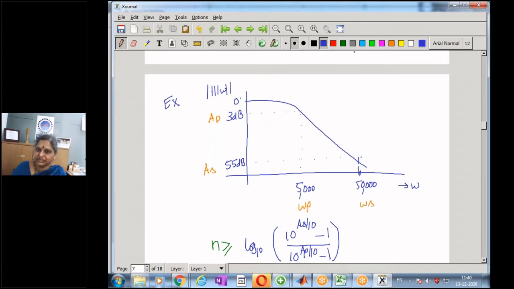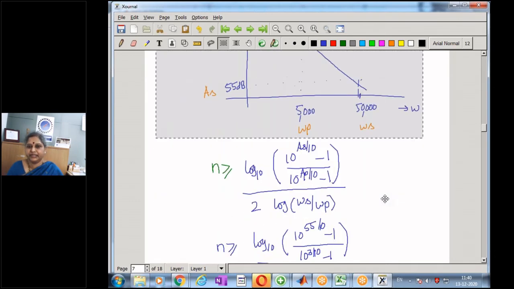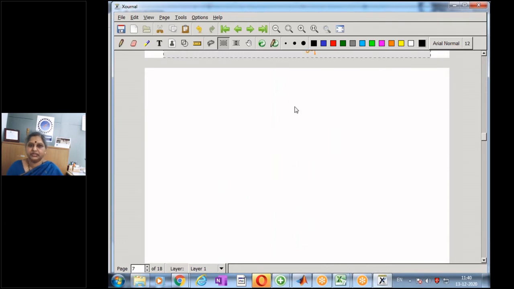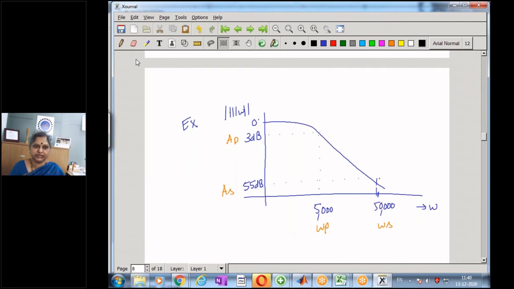Let us change the specification slightly and see if we get what we already know: the slope per decade for a low pass filter is around 20 dB per decade. So let's take one more example. Now we will change our specifications. Instead of 55 dB, let me change the value. I'm keeping the 3 dB the same, and keeping my omega S and omega P the same. I'm going to change only my AS.